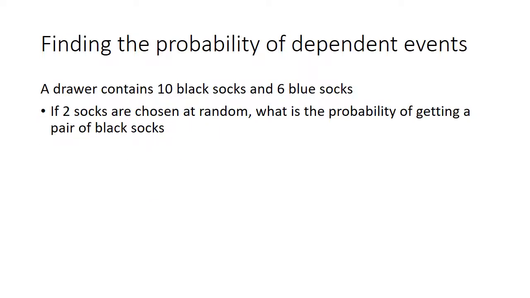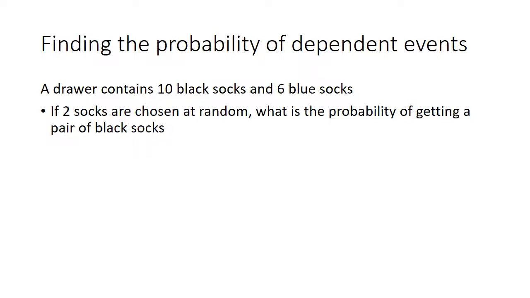Let's say a drawer contains 10 black socks and 6 blue socks. Not pairs, just socks. You've got 10 black ones and 6 blue ones. If 2 socks are chosen at random, what is the probability of getting a pair of black socks? We're talking, if we choose 2 socks, what's the probability of each sock being black?